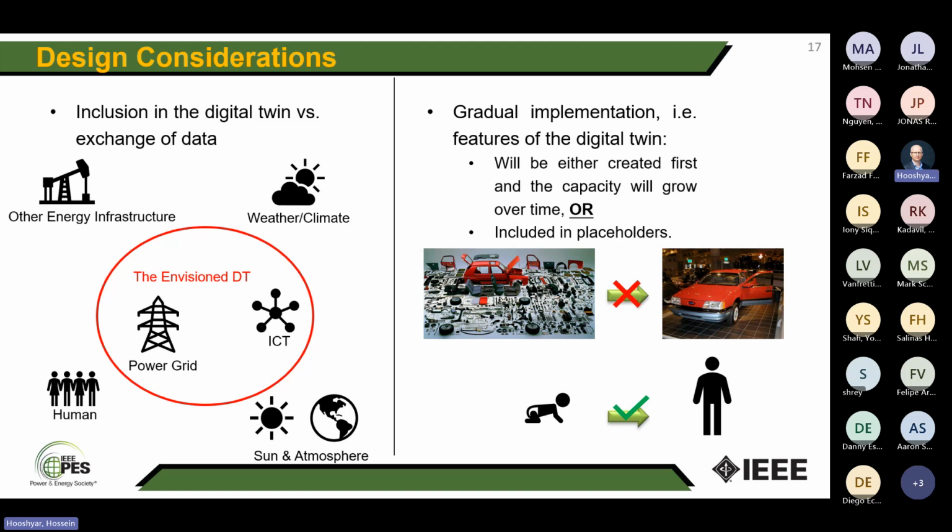So for example, if you want to include a distribution network, which might be millions of nodes, we will create that capacity, we will create that interface that connects the distribution part of the digital twin with the transmission and the rest of the network, but we will let it grow as time passes. So we'll start with the baby digital twin and we will grow the capacity.